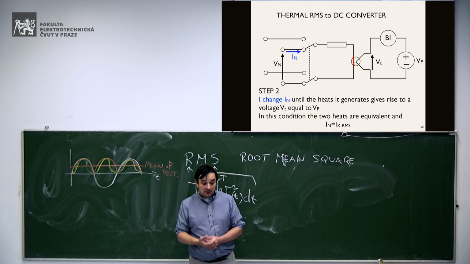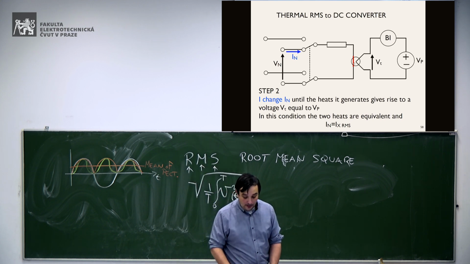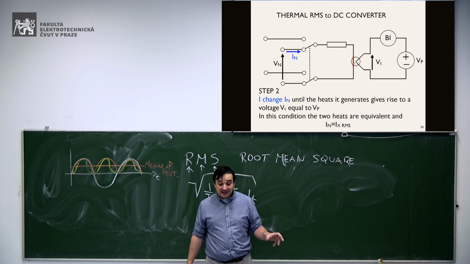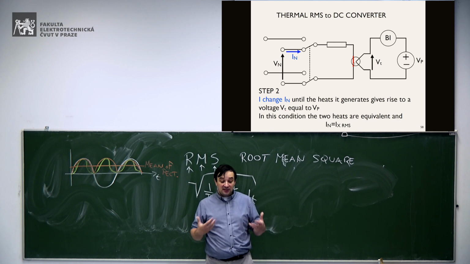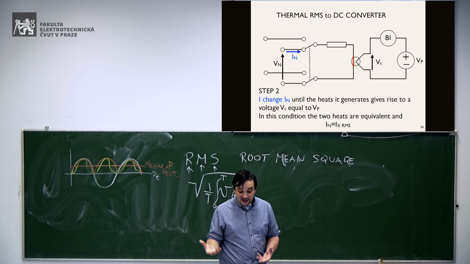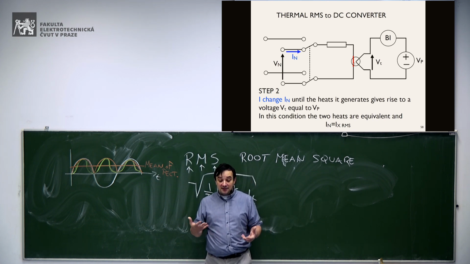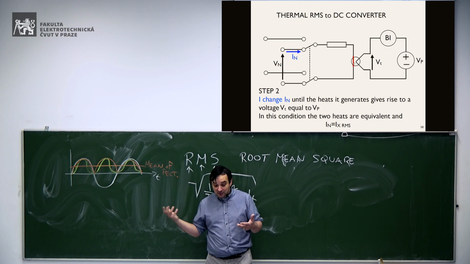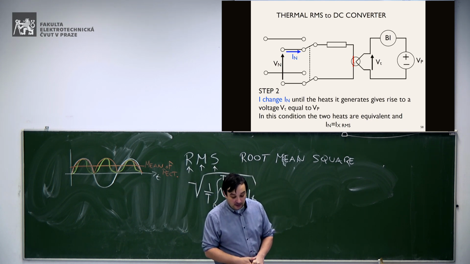Then I switch the position of our switch, I inject In, and I change In until it produces the same heat. And I know that it will produce the same heat when the balance indicator says 0, because in that case, the voltage produced by the sensor of temperature will be the same voltage it produced before, and that was memorized on the voltage Vp. Okay? What does it mean?